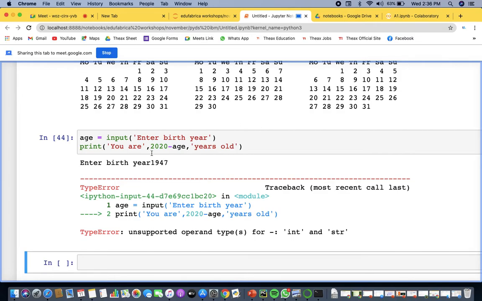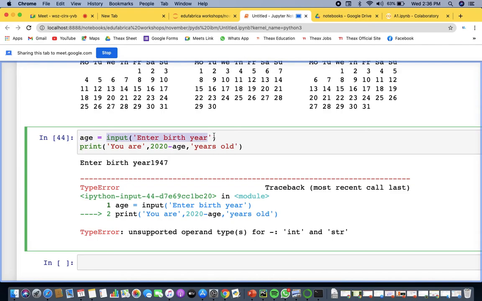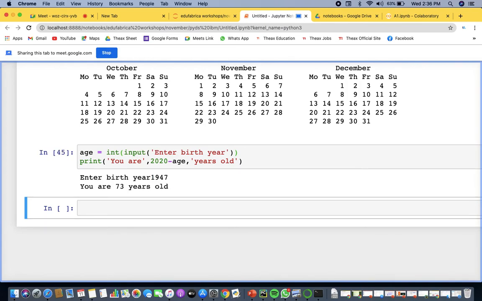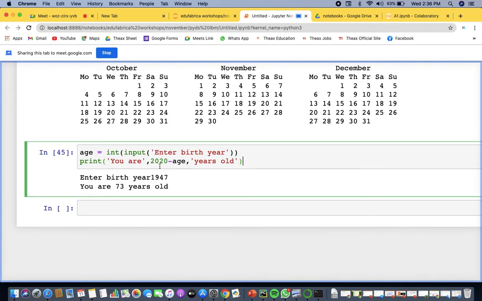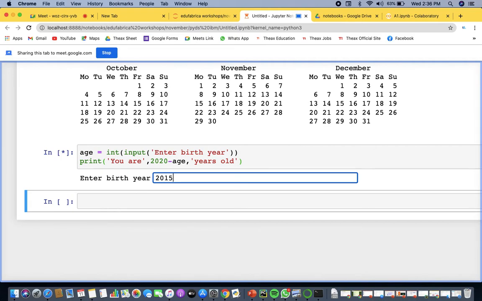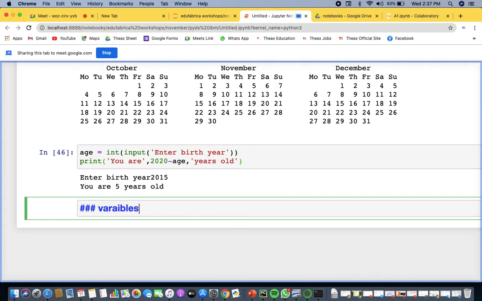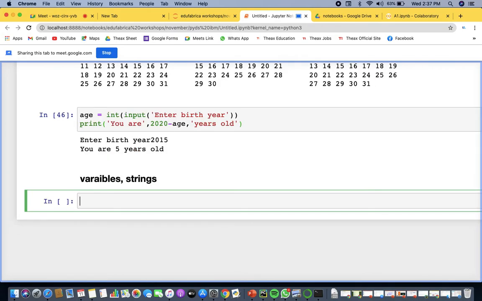So let's see it. What you have to do is convert this total thing into an integer. That will be called here as the integer. If I run this, I say 1947. So you are 73 years old. Okay. Now if someone was born in, let's say, 2015. So you are 5 years old. So you can calculate the things according to the years, basically. If you want to calculate it through month, you can even do that, right? I discussed variables and strings.